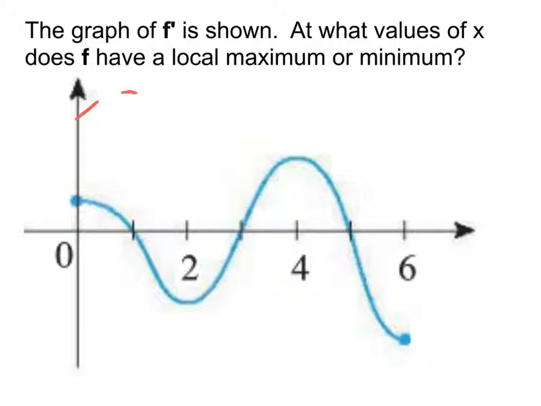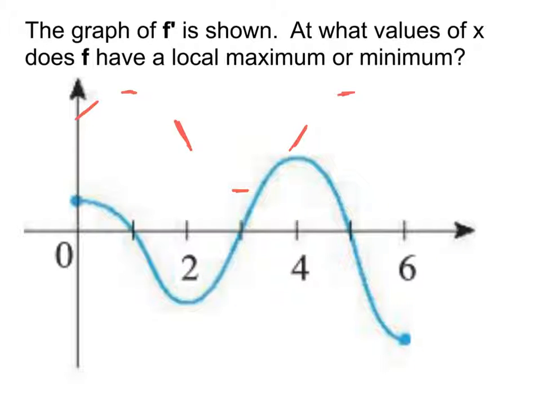Down here, notice our slope is negative. And that's really all that's telling me, that it's a very negative slope there. So there we have a negative slope. Here, our slope is back to 0. Here, our slope is positive. Here, our slope is back to 0.